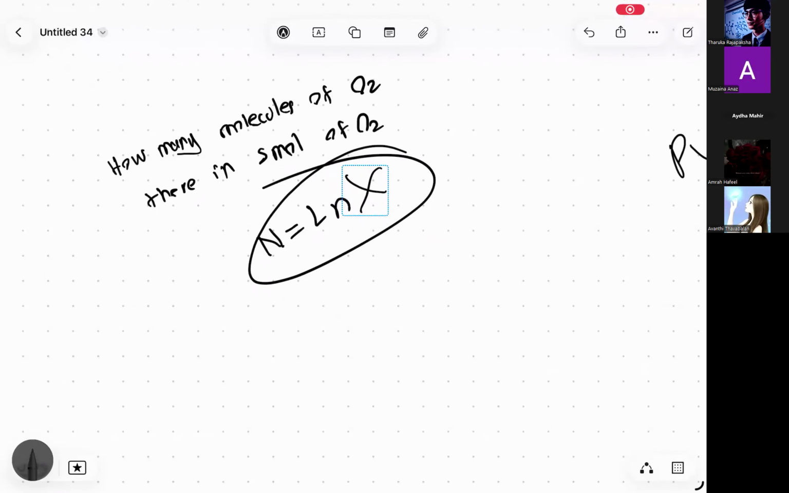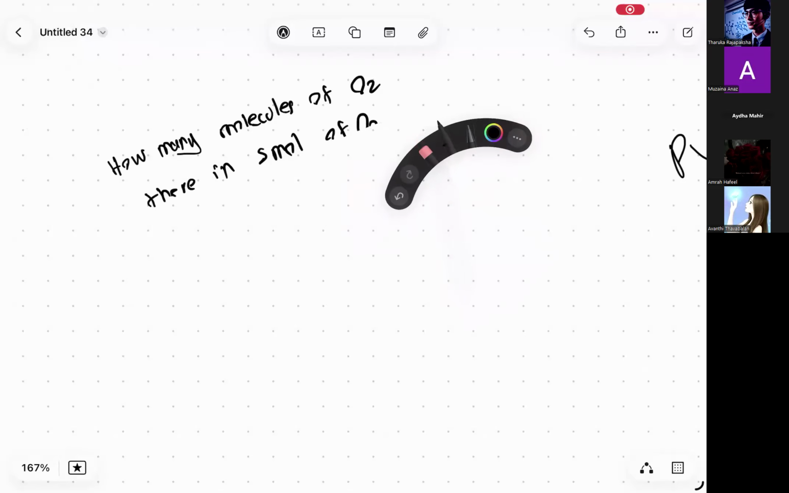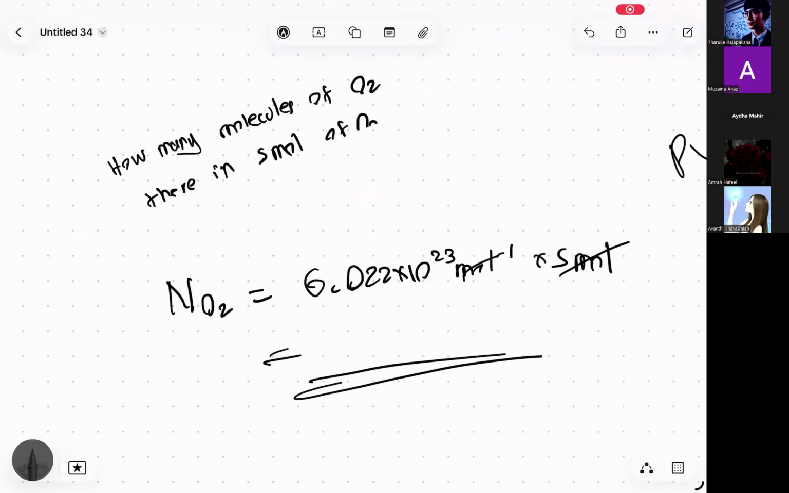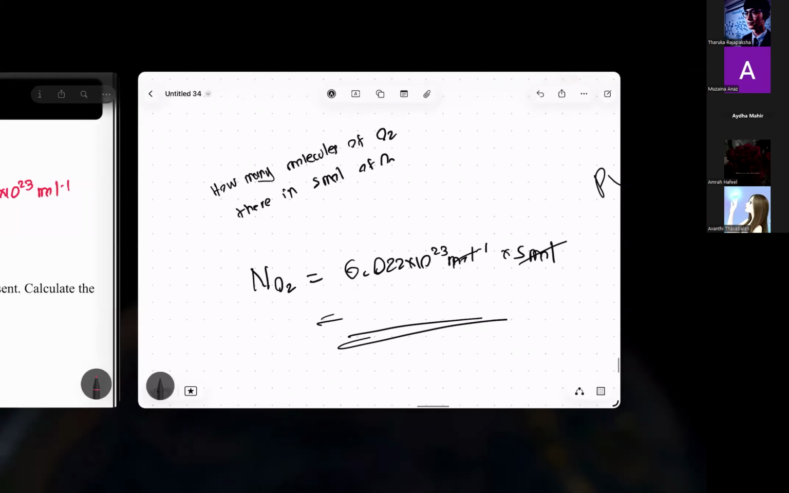Okay, people, you don't write equations for this. What you do? Number of molecules of O2. That's it. You don't write equations, you just write the value. 6.022 × 10 to the power 23 per mole multiplied by 5 moles. Easy, right? I don't want to do the calculation, it's so easy. You get an answer, and that's the number of molecules of O2.